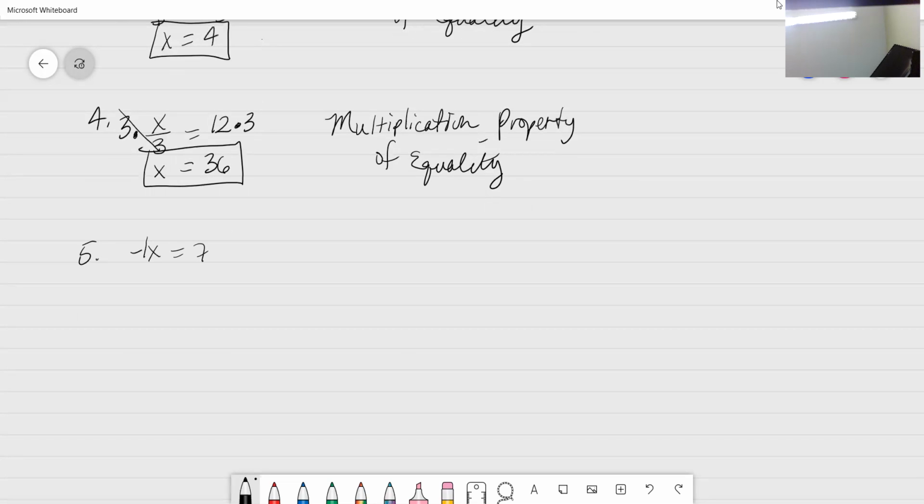So to solve this, we multiply by 1 over negative 1, which we write like this. Those negatives cancel each other out, and x equals negative 7. Therefore, we're still using the multiplication property.